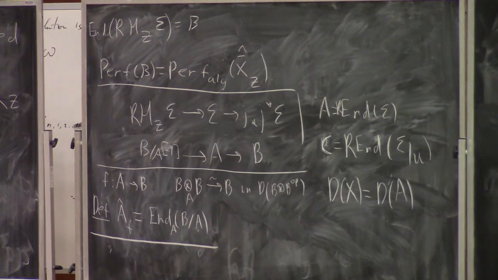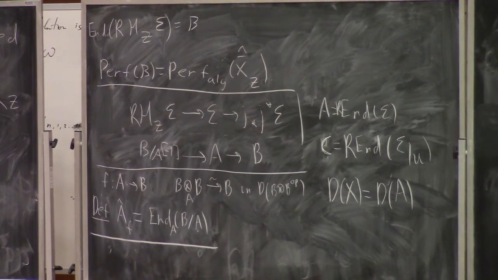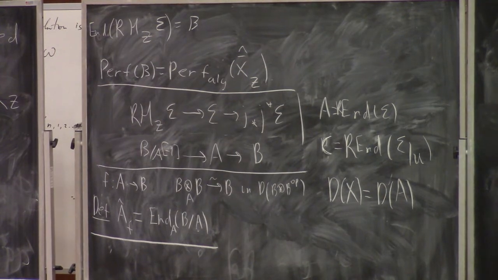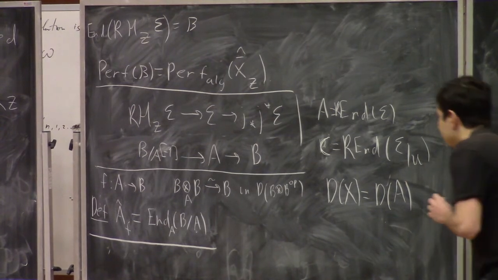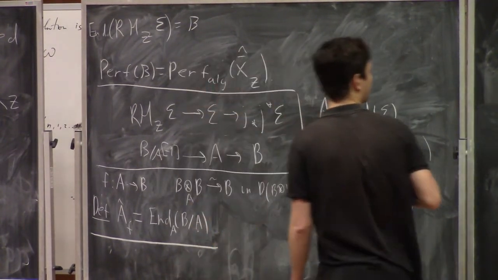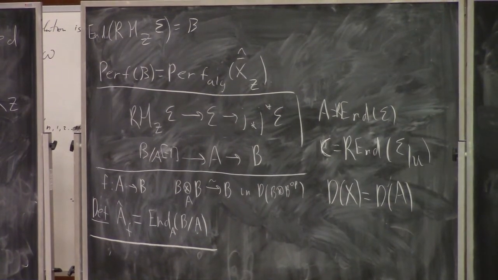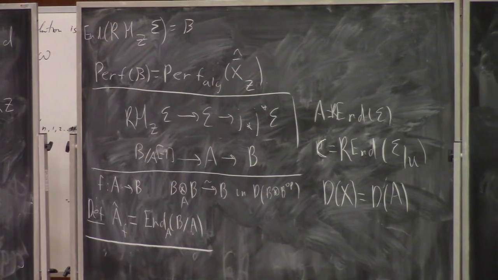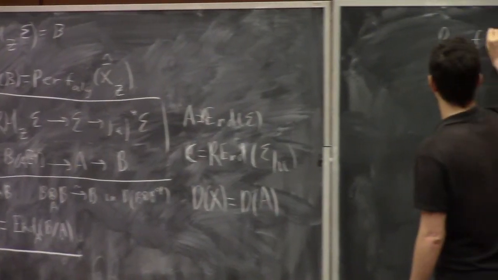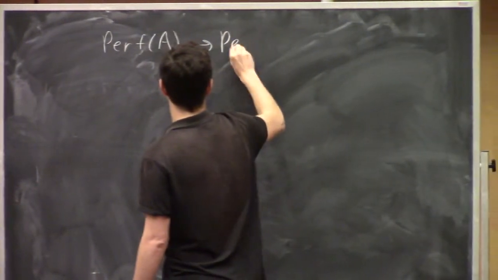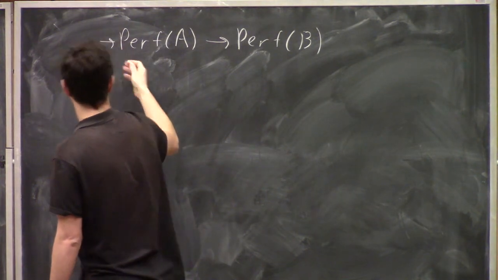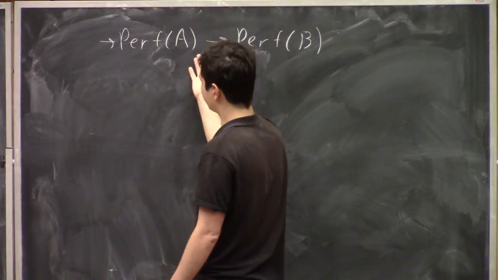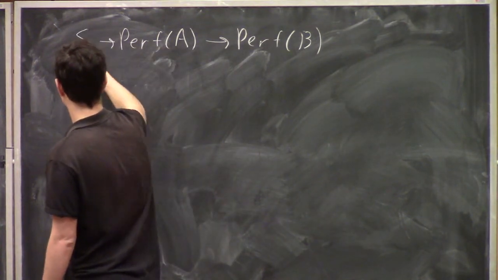Now I'd like to move to the punctured neighborhood, and I'd like to make this construction a little bit more precise. Namely, let's assume that perfect complexes over B are obtained by localizing, just by taking the quotient of perfect complexes on A by some subcategory S.